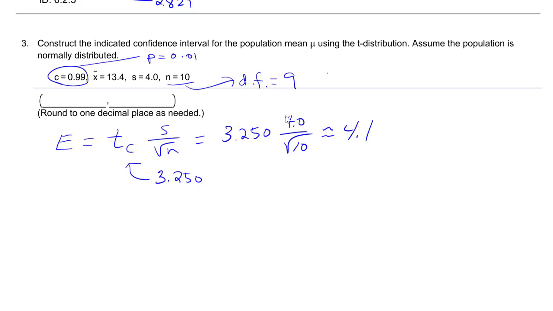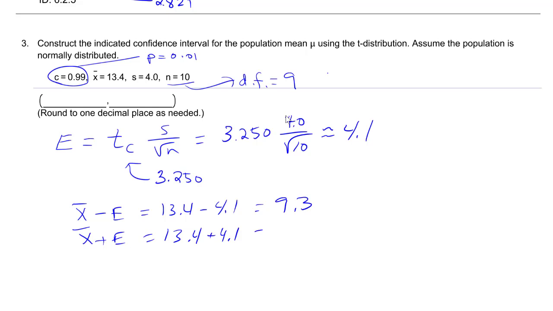So now all we need to do is take x bar, subtract that margin of error, take x bar and add that margin of error. So they told us x bar was 13.4. So I'm going to subtract 4.1 and I'm going to add 4.1. When I subtract, I get 9.3. When I add, I get 17.5. And so this would give me 9.3 to 17.5 as my confidence interval.